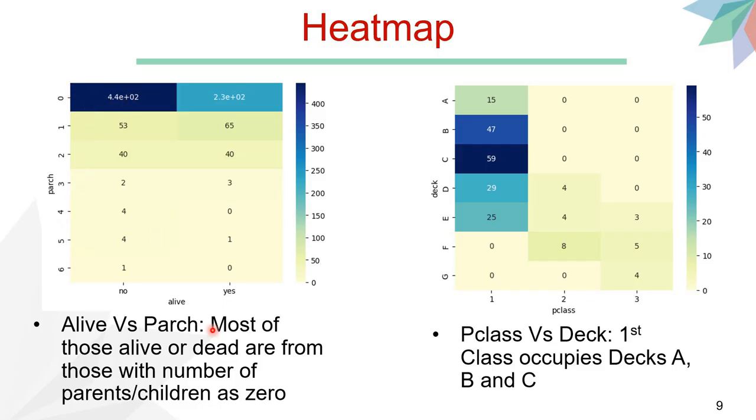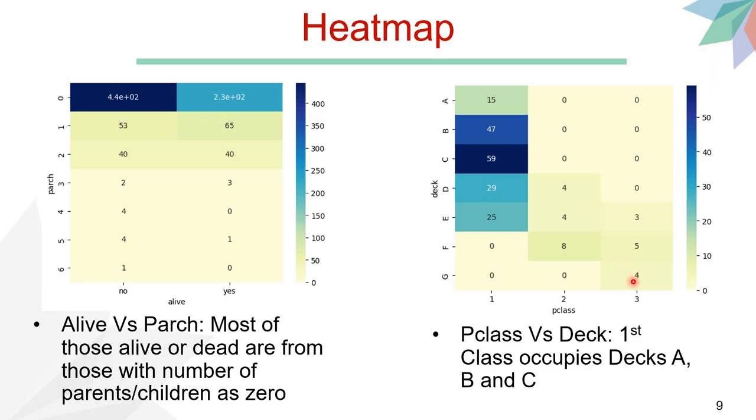So you will see those who are alive, most of them belong to this range here, meaning they did not have parents, siblings or children traveling along with them, right? And you can see the numbers. There is one person who traveled with 6 of his parents, and then the person actually passed away here, right? Similarly, you can go into the next heat map.